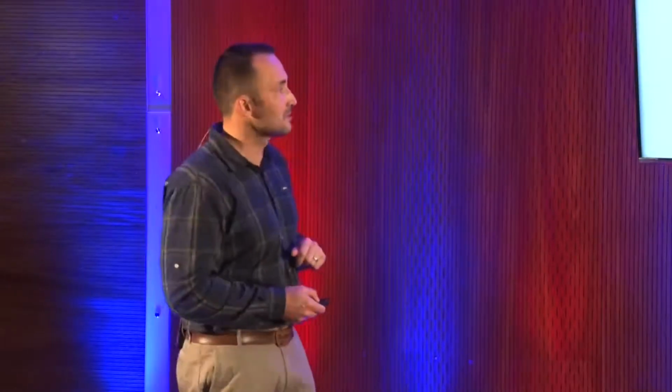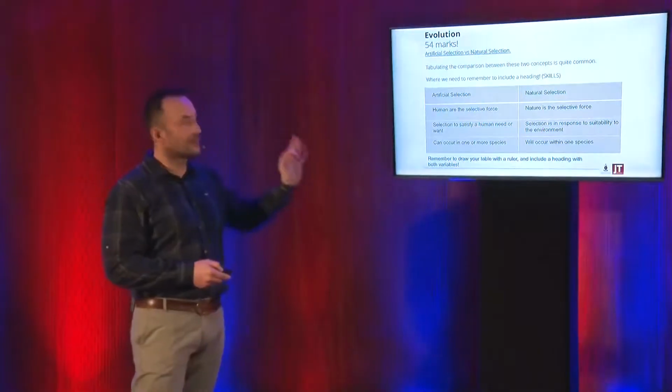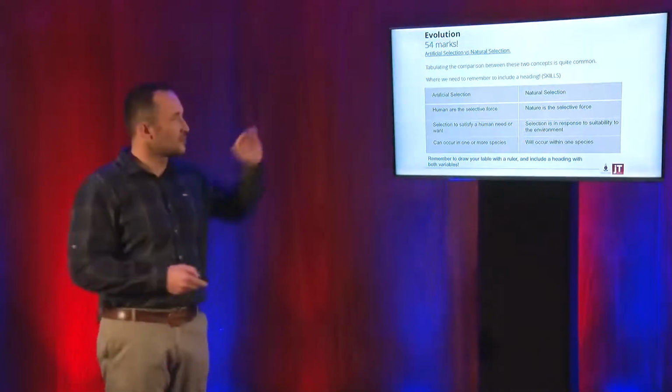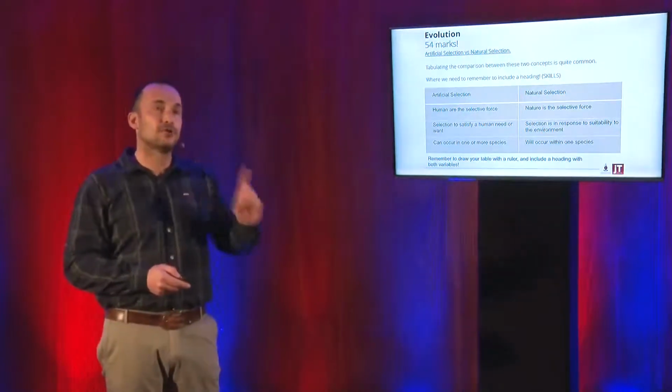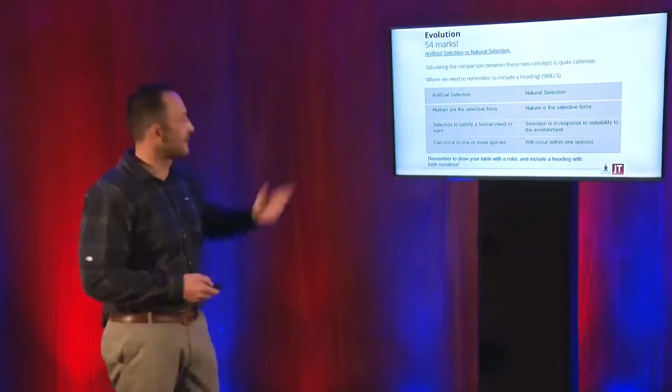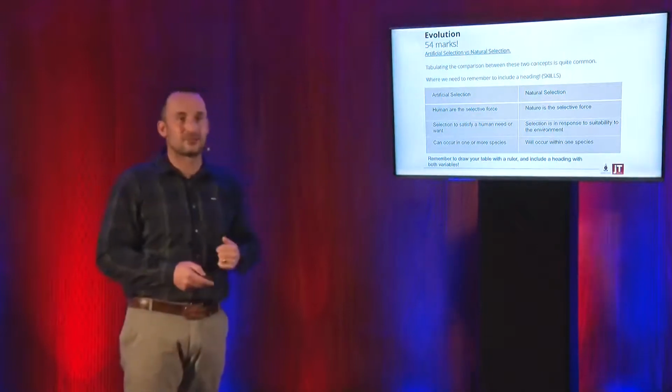When we are comparing these two, that's generally the question you're going to get in your final exam, either an explanation of the two or a table of comparison of artificial versus natural selection. So make sure you study this. It is quite important. And when we're drawing a table, it is a skill, so we make sure that our table always has a heading which includes both of the variables that are being compared. In this case, it's artificial and natural selection.